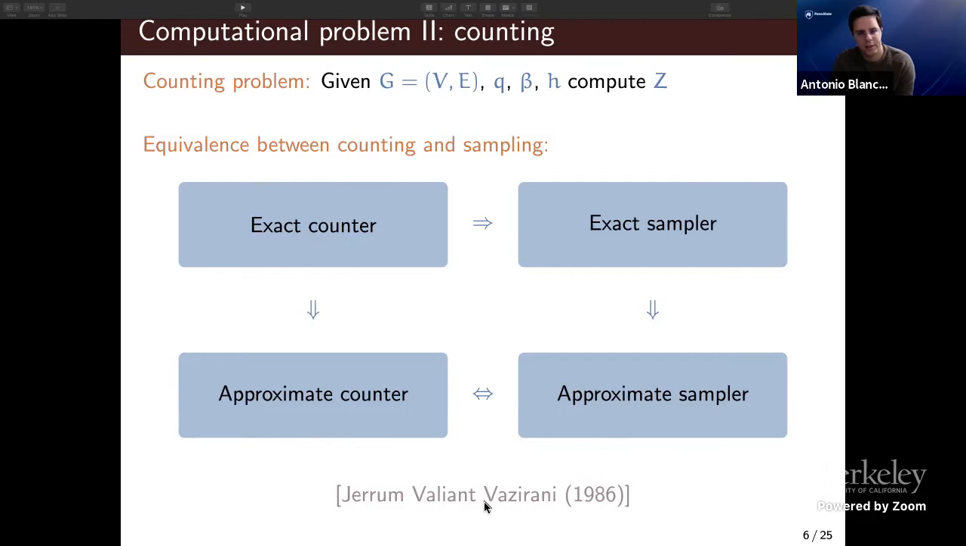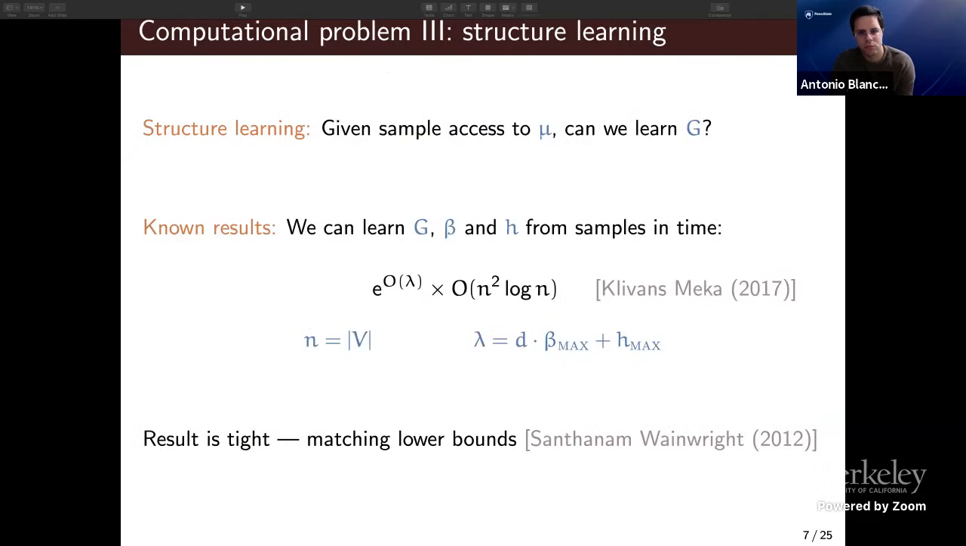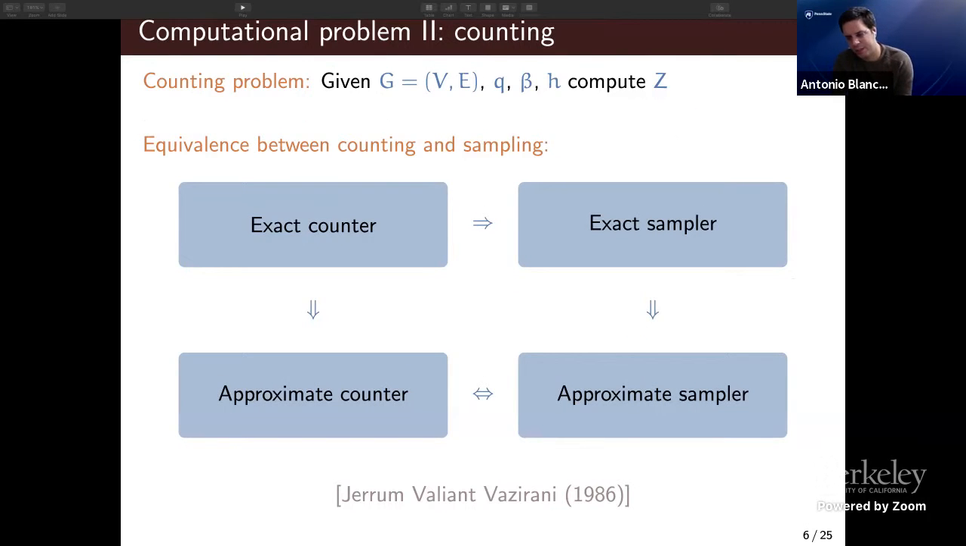Okay, so that's counting. By the way, what this means is that if we have hardness results for counting, they apply for sampling and vice versa.